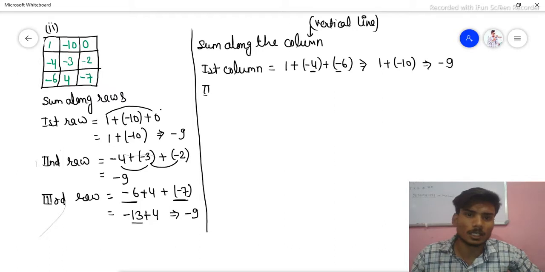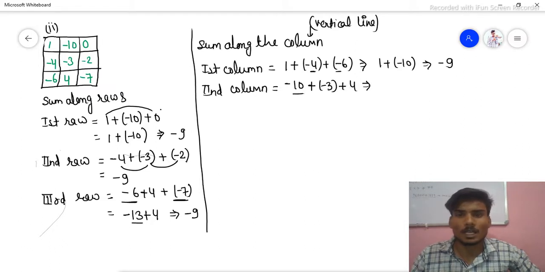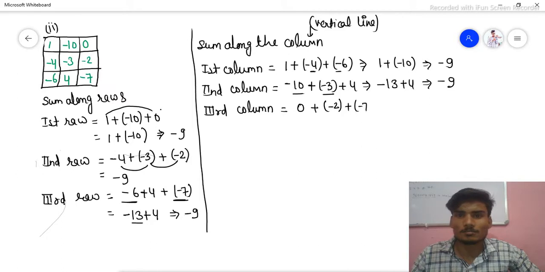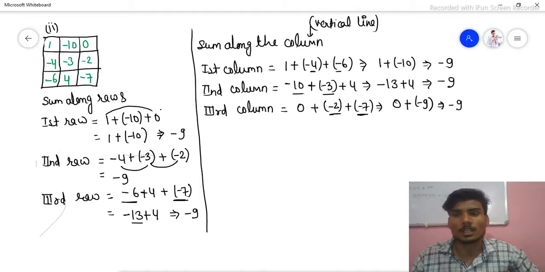Then again, sum along the second column, that is minus 10 plus minus 3 plus 4. Minus 10 and minus 3, that will be minus 13 plus 4. Overall minus 9 is greater, right? Third column, that is 0 plus minus 2 plus minus 7, right? 0 plus minus 2 and minus 7, that is minus 9. So the overall answer is minus 9, right?